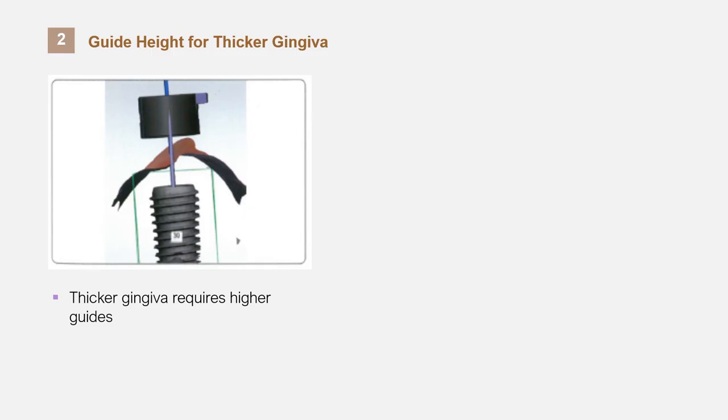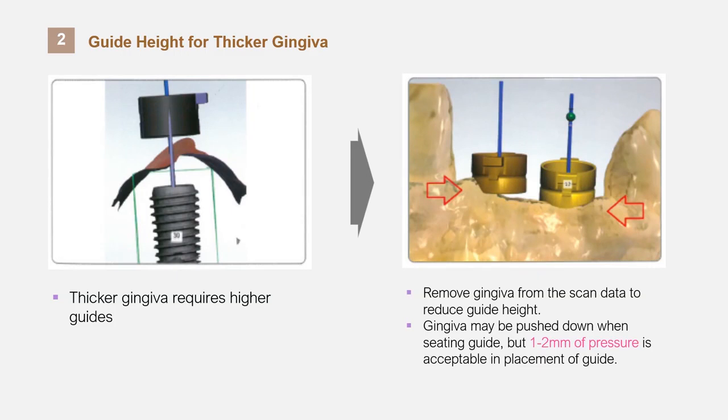Thicker gingiva requires higher guides and higher offsets. In this case, the application of higher offset is difficult due to the patient having a small mouth. If only about 1 millimeter needs to be lowered, there is a method to lower the height of the guide, which is purposely cutting a portion of gingiva in the scan data.